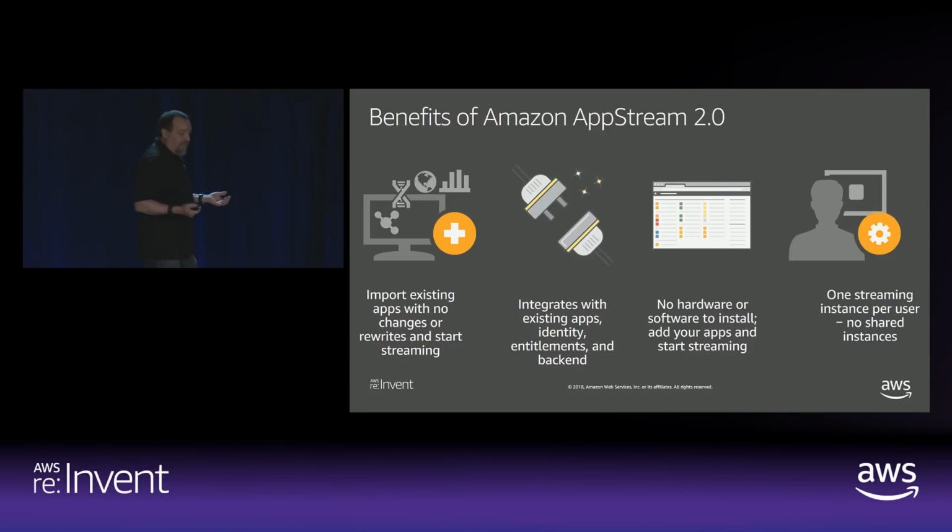Everything integrates with your existing applications, your identity entitlements, your backend systems. If you've got authentication or licensing servers that are required for your applications, you can access those systems from your AppStream instances. There's no hardware or software to install. You're just adding applications and starting streaming.